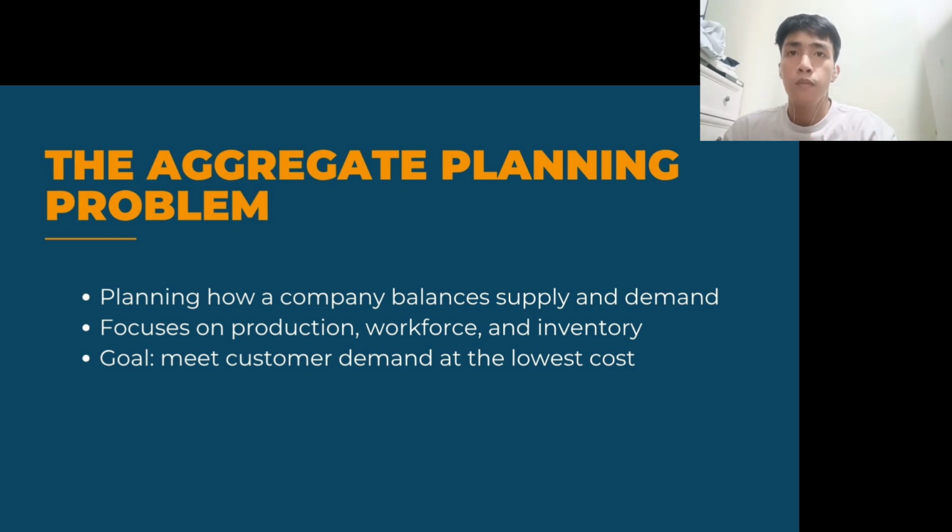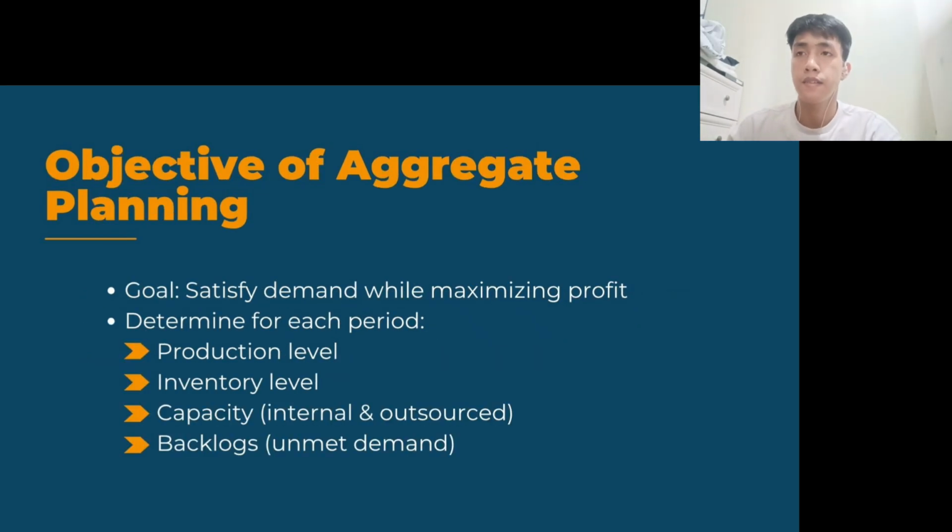Next is yung objective of aggregate planning. Ang main objective ng aggregate planning is to satisfy customers' demand while maximizing profit ng company. Ibig sabihin lang, hindi lang basta makapag-produce, kundi dapat ginagawa ito in a way na kumikita pa din yung business. The goal is to satisfy demand while maximizing profit. Determine for each period, production level, inventory level, capacity, and backlog.